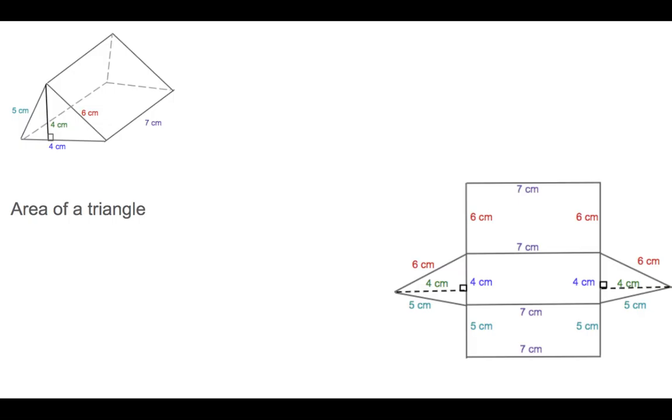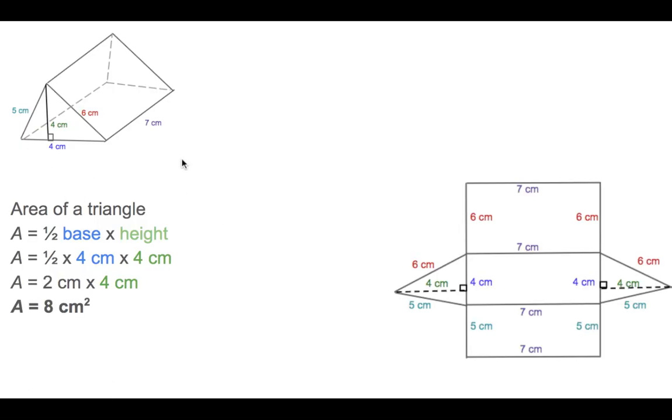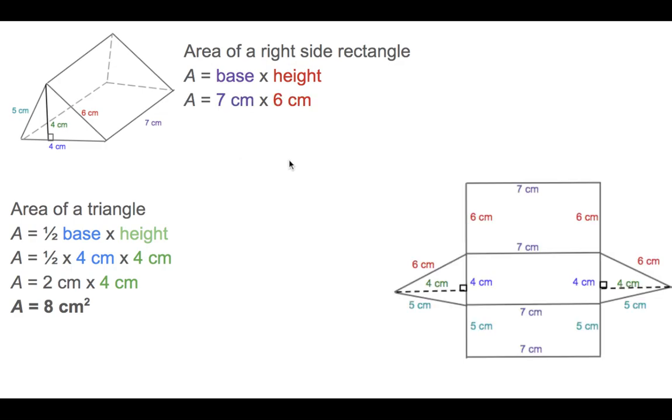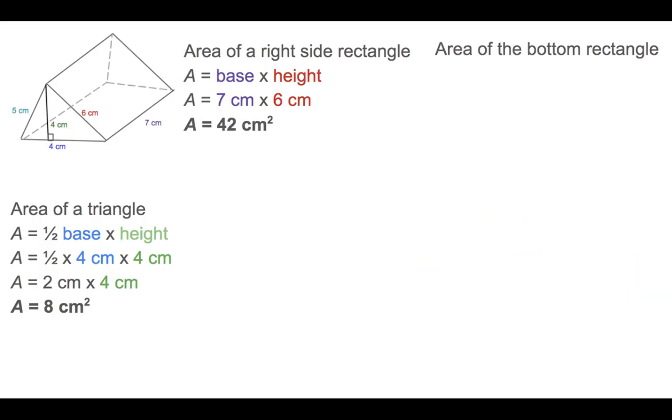So we find the area of the triangle. Area equals 1/2 the base multiplied by the height. And again, the base is 4 and the height's also 4. So the area of one triangle is 8 centimeters squared. Now we can find the area of the right side of the rectangle. And the right side, again, is base multiplied by height. And that's going to be my 7 multiplied by my 6. So we're looking at this one, which is 42 squared centimeters.